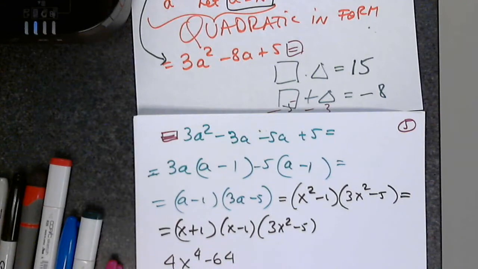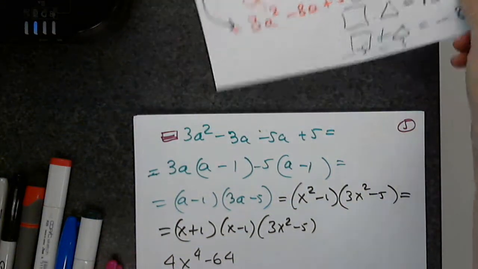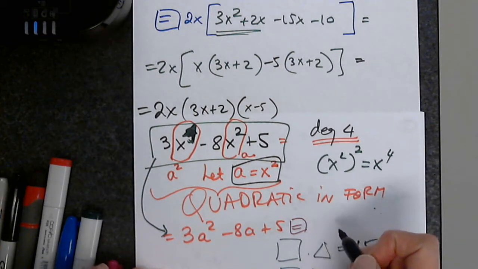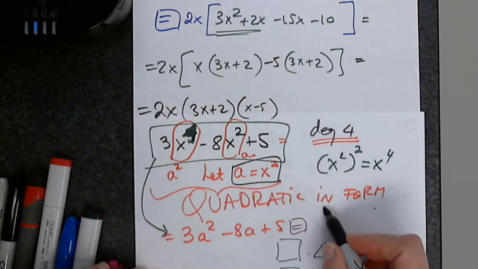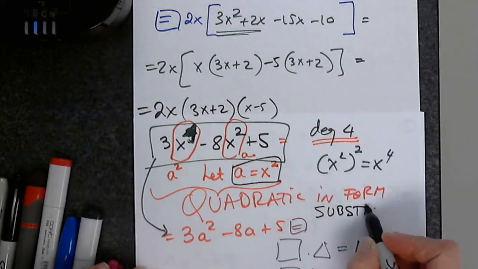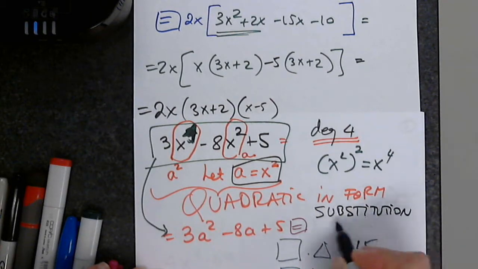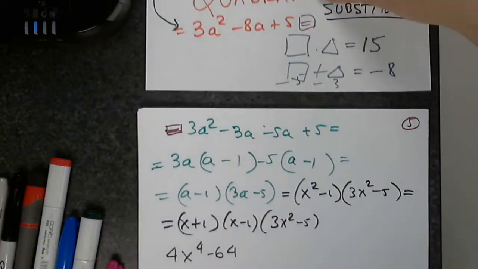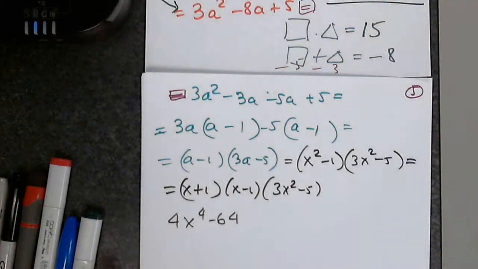So please remember this is quadratic in form and this is the method of substitution. It will come back in chapter 5. We substituted x squared by a. You can use any letter you want. You don't have to use a, but you cannot use x because x is in the problem already. Perfect. We'll come back to more examples of that very soon.